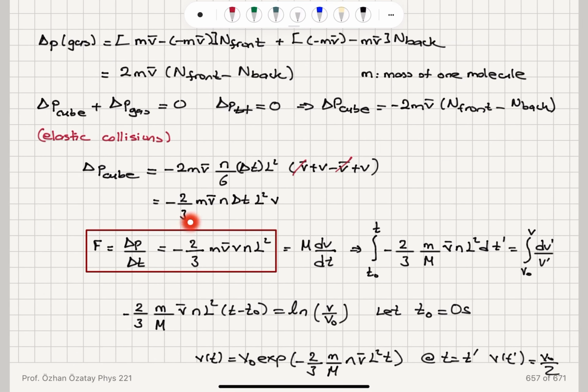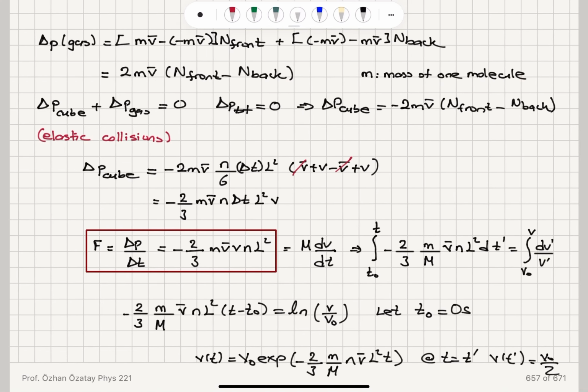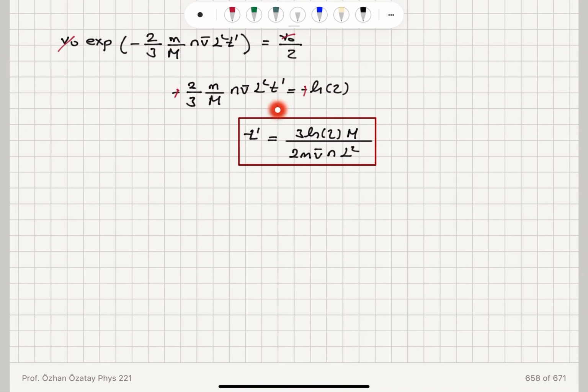Now, solving the equation of motion ma equals the retarding force, I find velocity as a function of time, and when I look for the time when velocity is v0 over 2, I can substitute this into the time dependence of the velocity to get the time I have to wait. 3 log 2 M, capital M, divided by 2 m v bar n L square is the final answer.